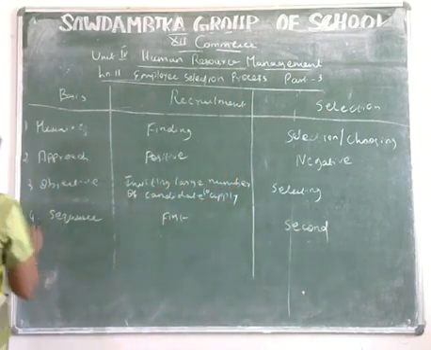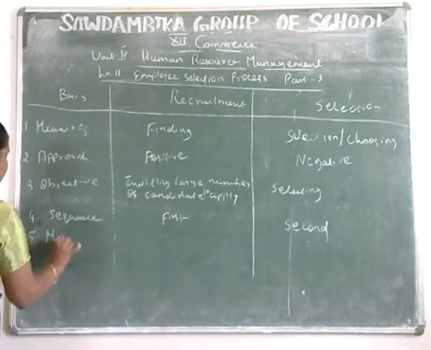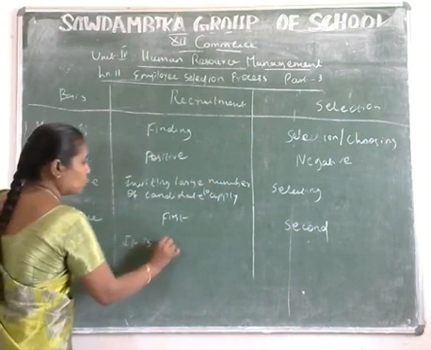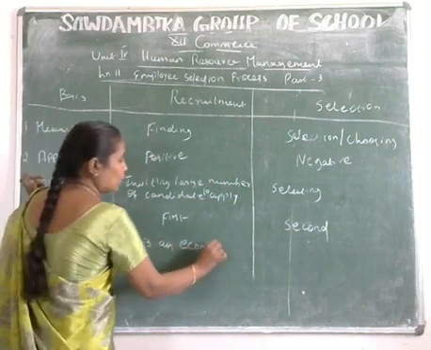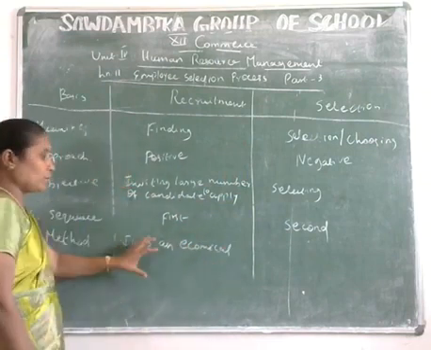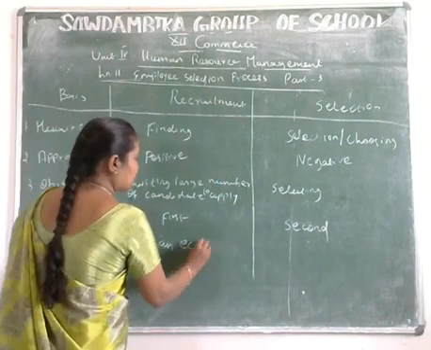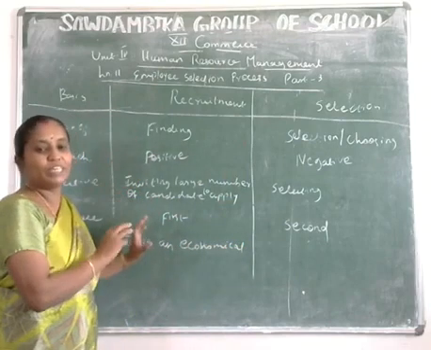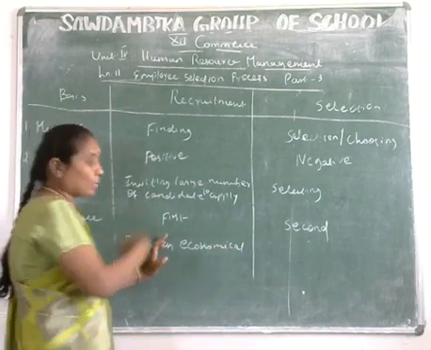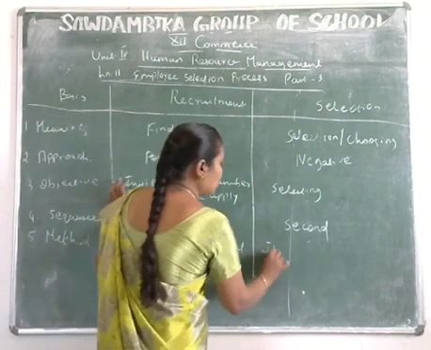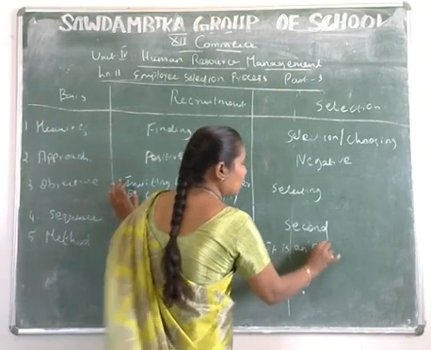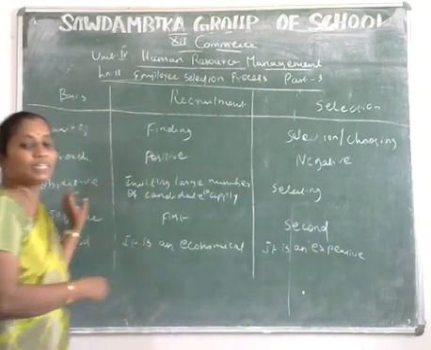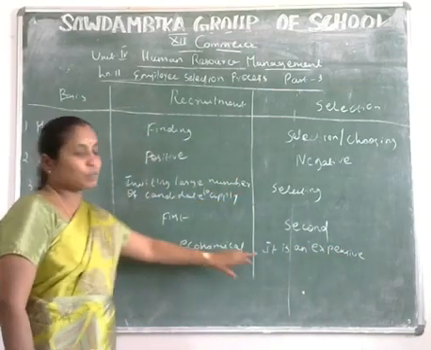The next one is method. Recruitment is an economical method, because its main objective is only finding the candidates. But selection is an expensive method, because several tests have to be conducted.